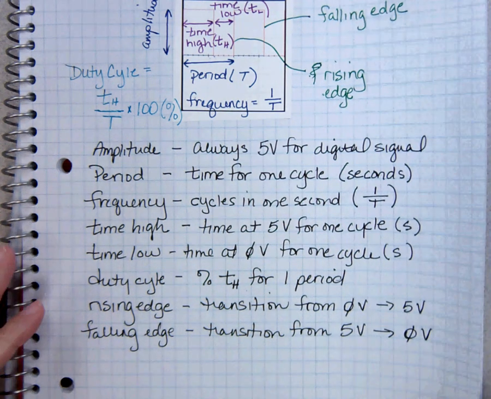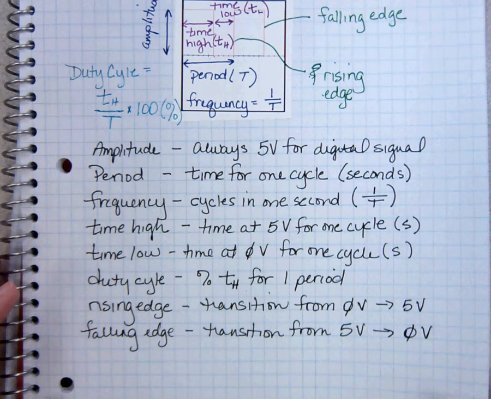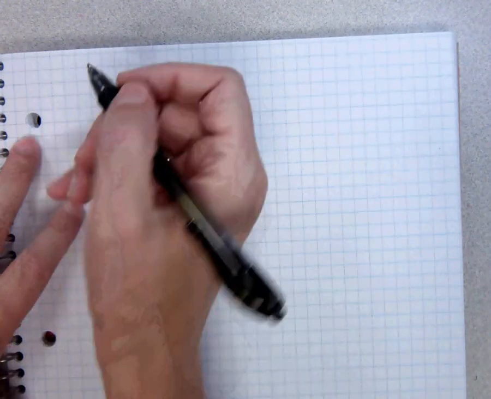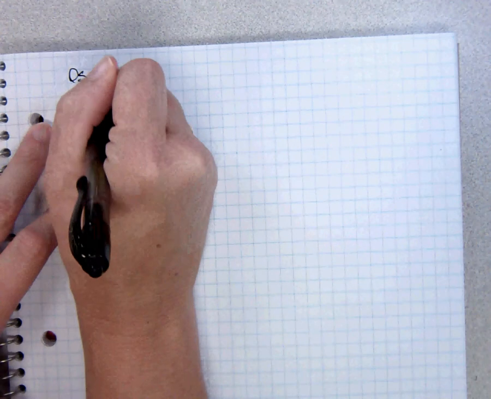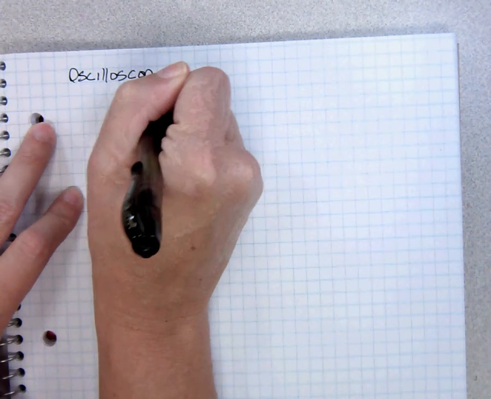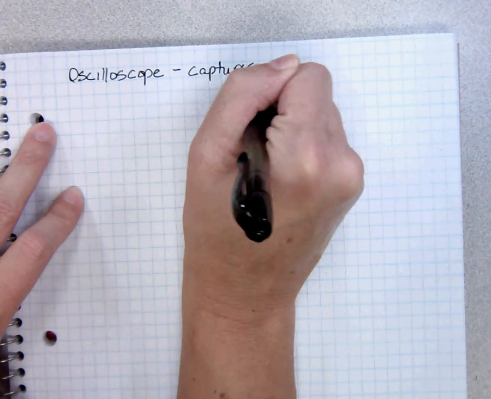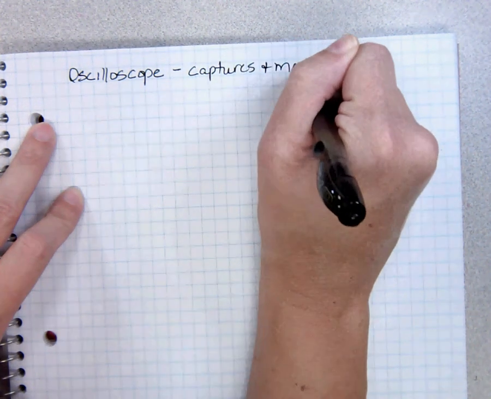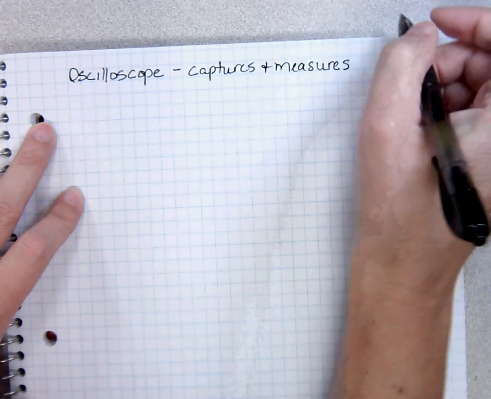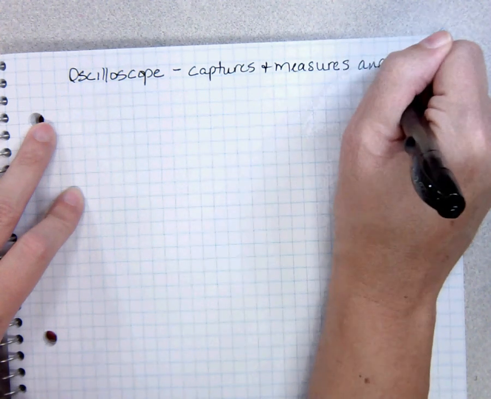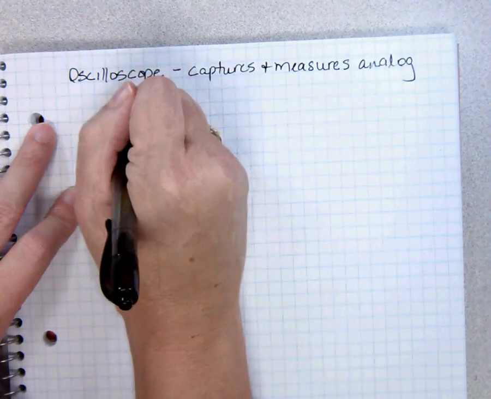Okay, so the activity that you're about to do allows you to use what's called an oscilloscope to measure some of these values for either an analog or a digital signal. So let's start with oscilloscope, what that is. Hopefully you've used this in science class at some point. So it captures and measures analog and digital signals.